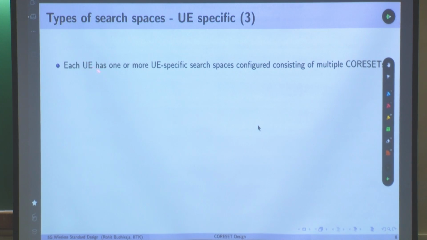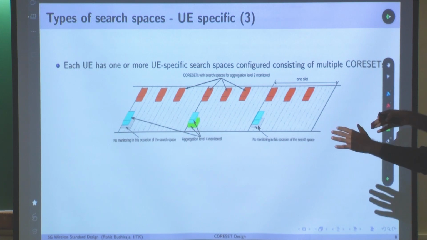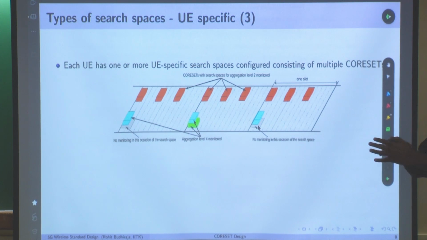So what am I saying here? Each UE has one or more UE specific search spaces configured consisting of multiple CORESETs. That's what I showed you here. Okay, and look at this. So this is again along time. I'm showing how it is evolving. Okay, right. So CORESET with search spaces for aggregation level 2. This is one slot. Okay, right.